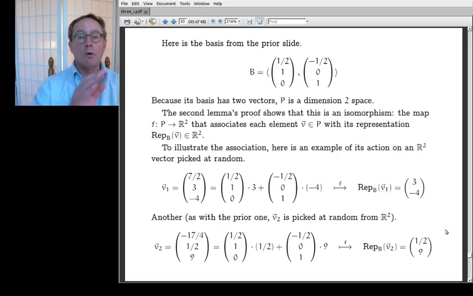So if you want to know who matches up in the domain space with who in R2, the answer is just look at the coordinates of each vector in the domain space, and write them as a too-tall vector. That's who the association is with.